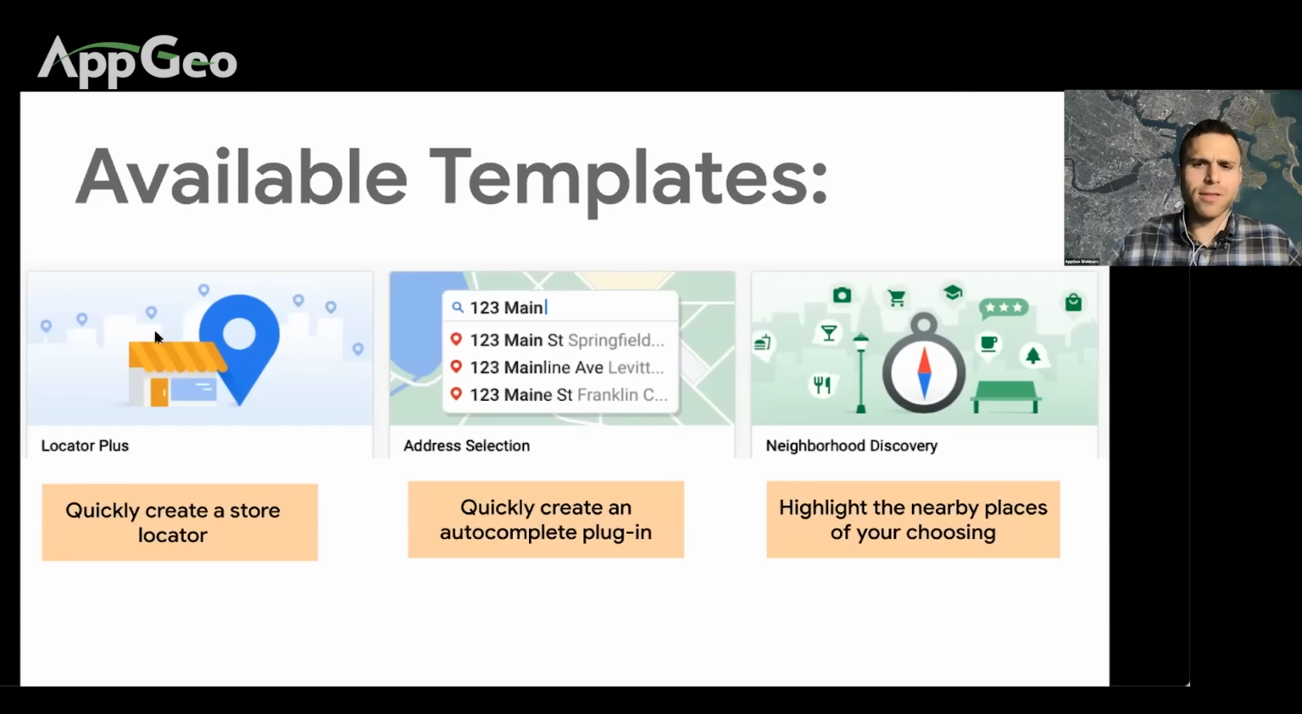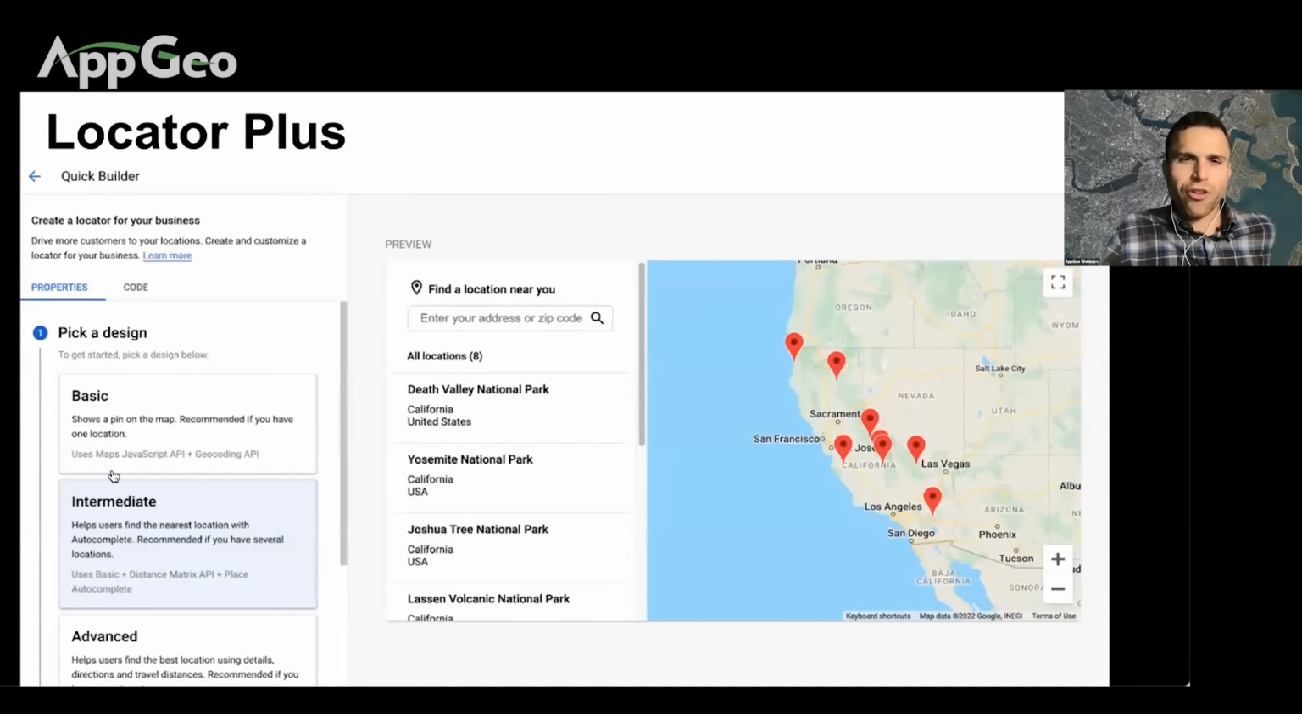And then lastly, something called neighborhood discovery, where you can highlight nearby points of interest of your choosing. This one is particularly useful for those hospitality use cases where you might want to show off what is in a neighborhood, but could also have pretty interesting implications in real estate as well. Say someone's buying a house or an apartment, they're going to want to know what's in that neighborhood, and this is a way to show that. So I'm going to show you all these live.